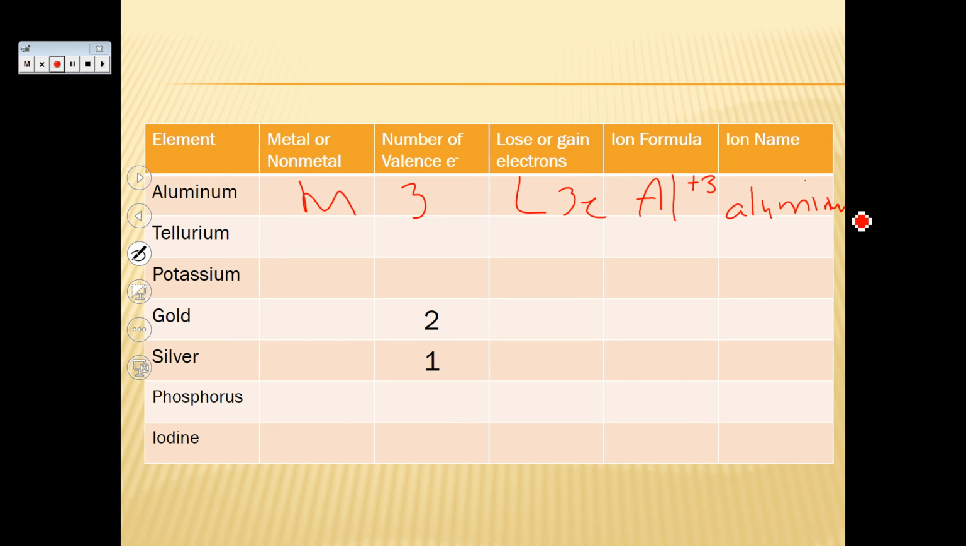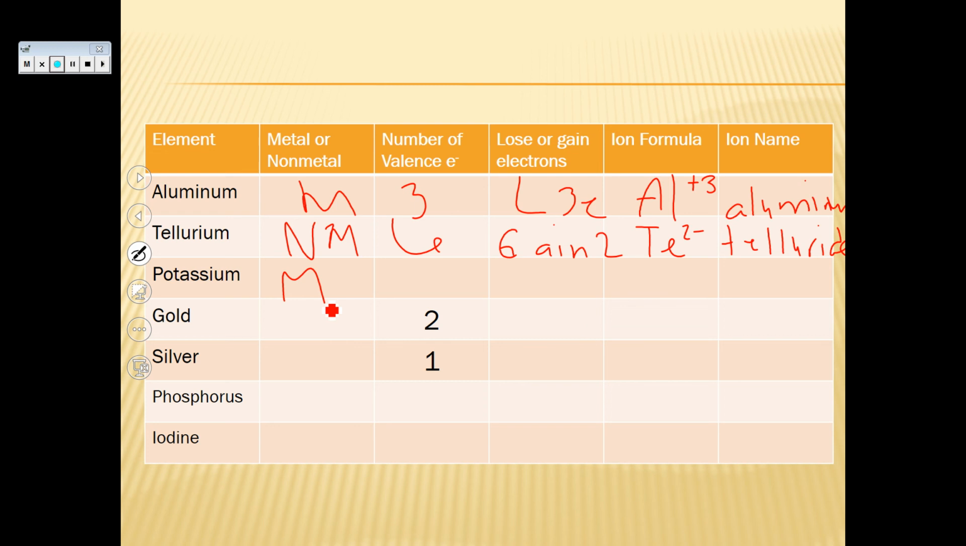Tellurium. Tellurium is a non-metal. It has 6 valence electrons. It is going to gain 2 to become Te2 minus. Notice that when you gain electrons, the nonmetals, their charge becomes negative. So the name of this is going to change to telluride.